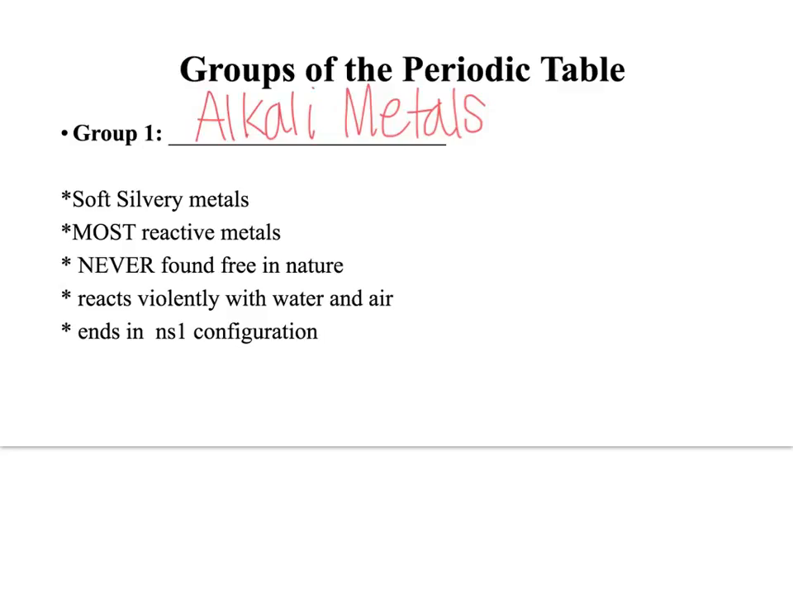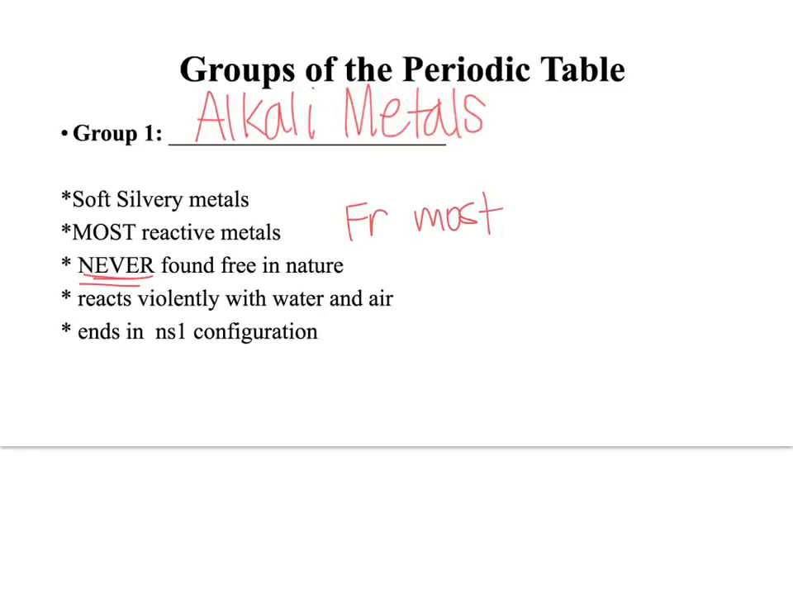So group 1 is known as the alkali metals. And some of the characteristics of those are that they are soft, silvery metals, so soft in fact that you can cut them with a knife. They are the most reactive of the metals. As a matter of fact, they get more reactive as you go down the group. So francium would be the most reactive of the ones in group 1. They are never found free in nature because they are so incredibly reactive that they're always bound in a compound. They react violently with air and water.